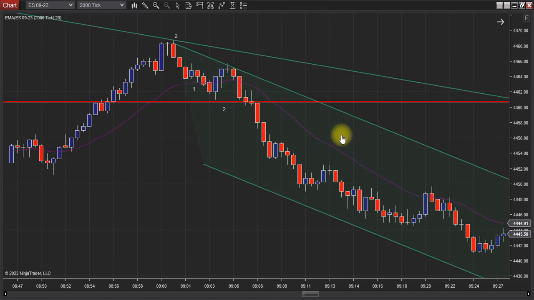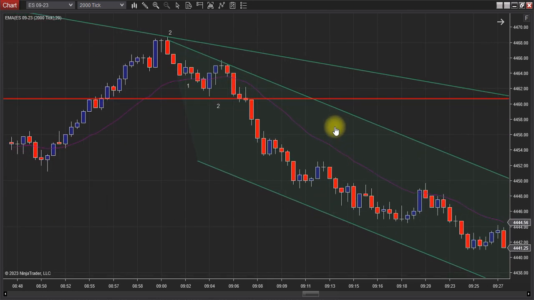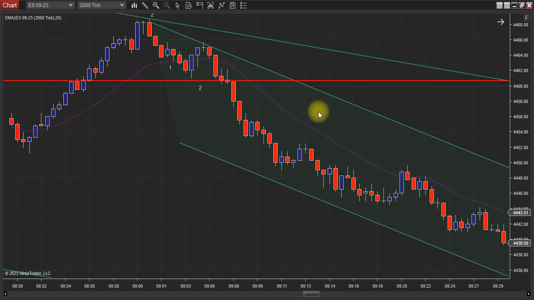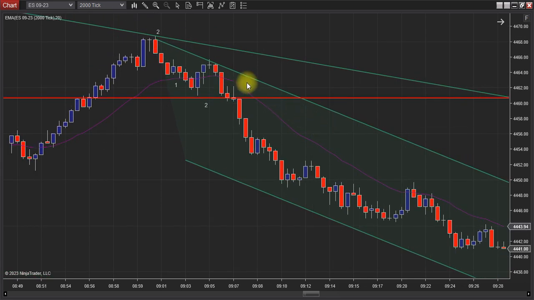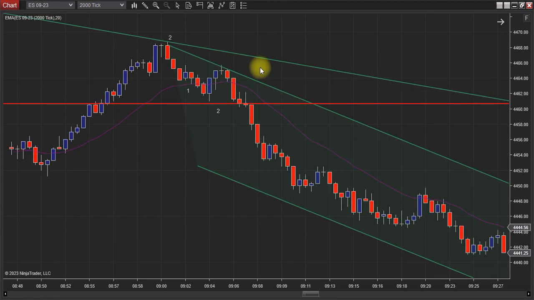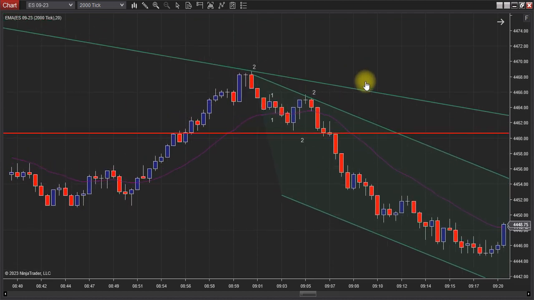As we continue to push down, we can continue to count entries here. We can count them for both bulls and bears. In fact, let's do that real quick. Let's go back up here. Second entry short here, push up. First entry short here, push up. Second entry short here. And what does that make this?